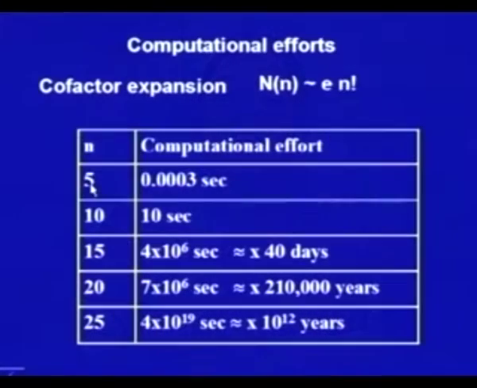Now, you will have a better idea if you try to see it on a system for n equal to 1, 2 and so on. So, if n is equal to 5 and we are evaluating a determinant on a machine which can compute 10 raised to the power 3 operations per second, then for n equal to 5 the computational time will be of the order of 0.0003 seconds.